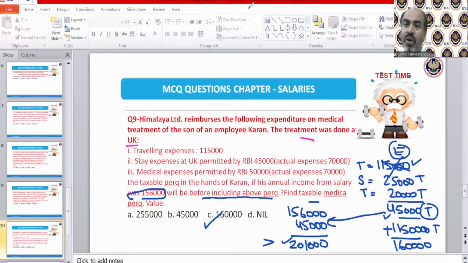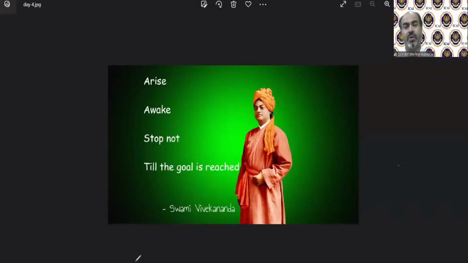So now we are moving on to our provision. Before that, let's share today's quote. So this is today's quote, of course, for all of you. And we all know he is Swami Vivekananda, a great person. And he said, arise, awake, stop not till the goal is reached.